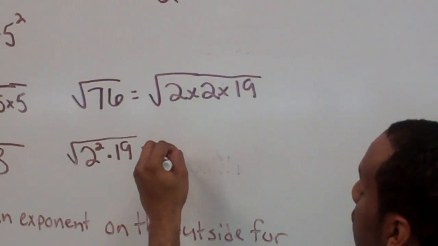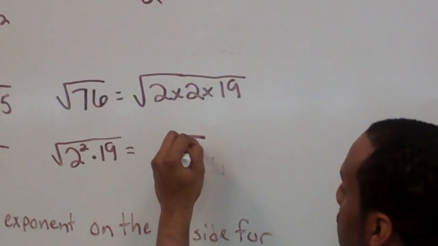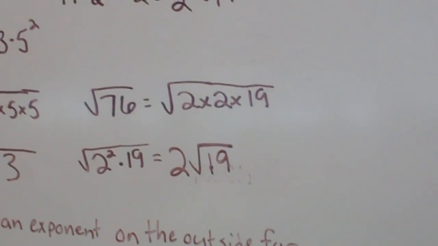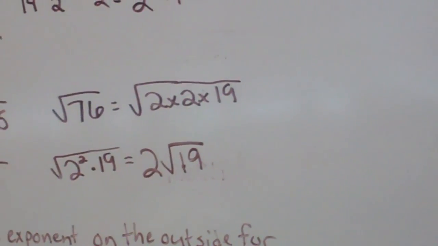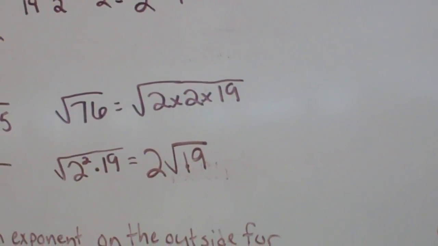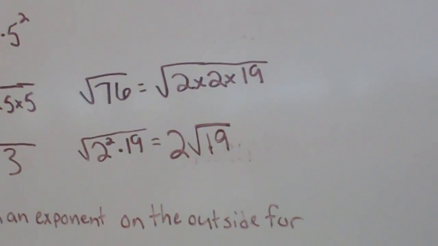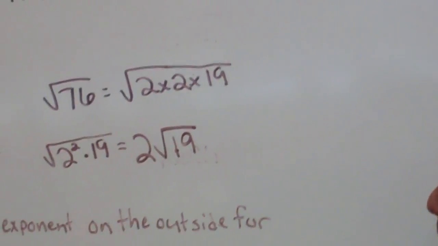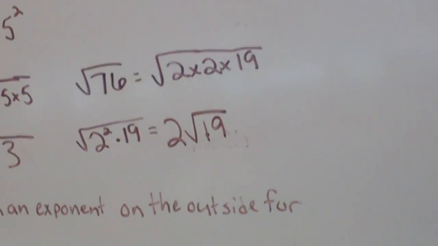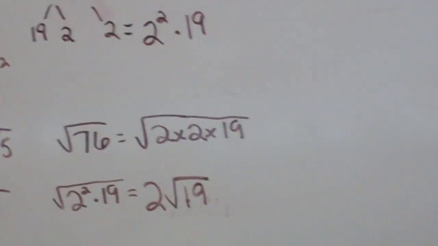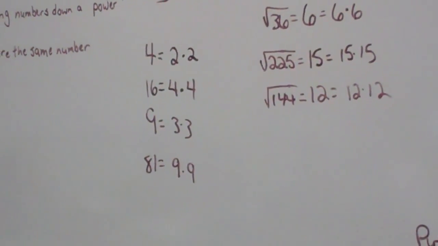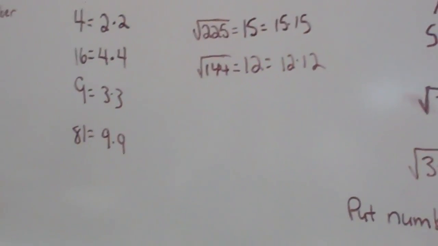I leave the 19 on the inside and put what on the outside? 2. Because 2 squared is equal to what number? 4. And the square root of 4 is what? 2. So that's why 2 comes on the outside, because you took the square root of 4. Just like how Mr. Servant went back to perfect squares and listed them out, you are mimicking what you saw in that first column.